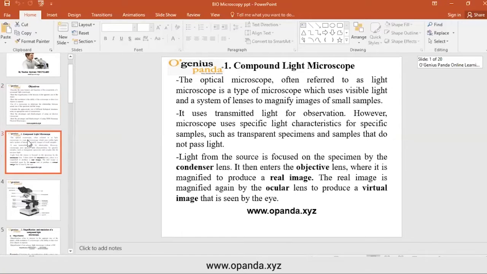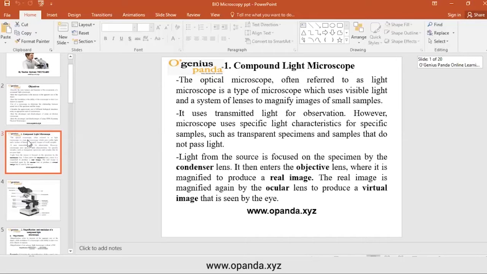All of us are familiar with microscopes from our schools, from the hospitals, from the health centers, and even other institutions of scientific research. Those microscopes we know are called compound light microscopes. This is the optical microscope, often referred to as a light microscope. It uses visible light and a system of lenses to magnify images of small samples. It uses transmitted light for observation.